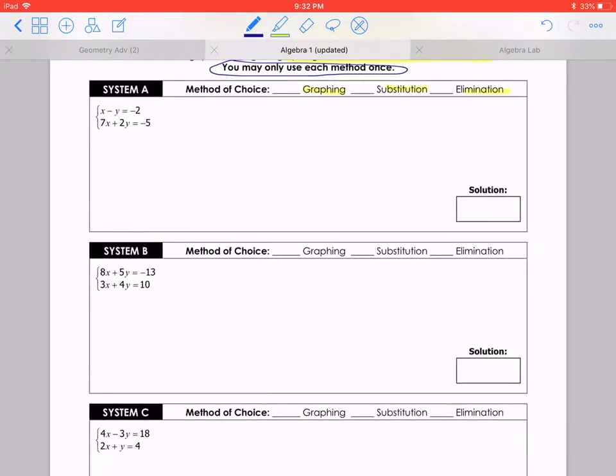Graphing, the first one listed, is always going to work. You can always turn these equations into slope-intercept form. You can always graph two lines, and you can always look for that intersection point. The hard thing is sometimes it's hard to find that intersection point, especially if you haven't drawn your graph nicely. Sometimes it takes time to get your equations into slope-intercept form.